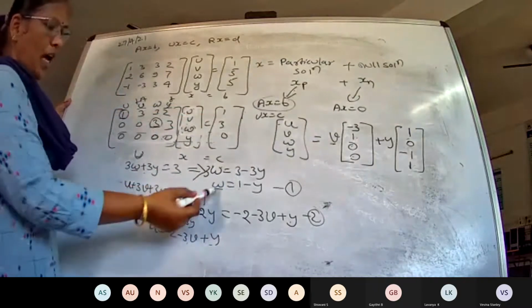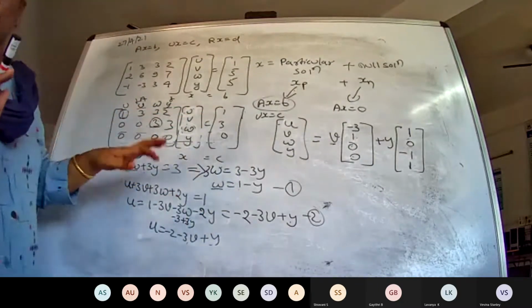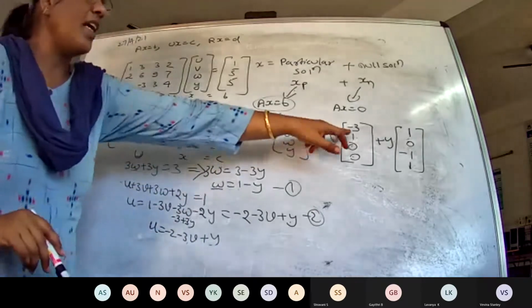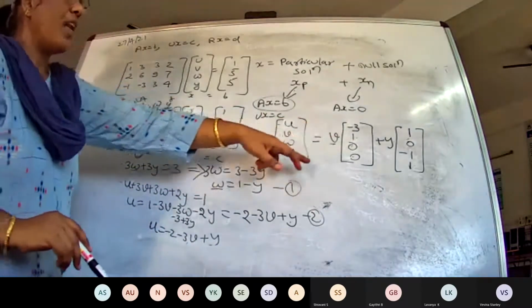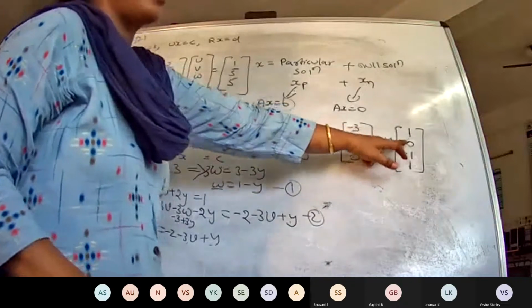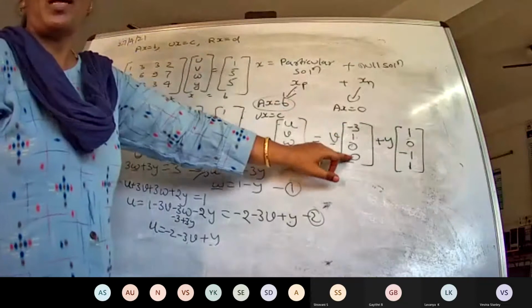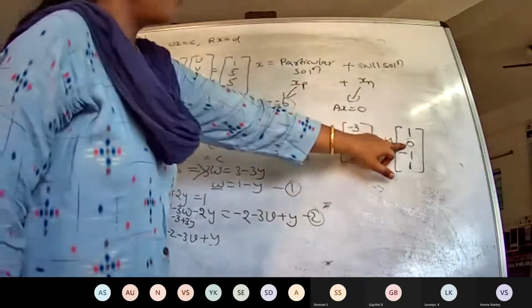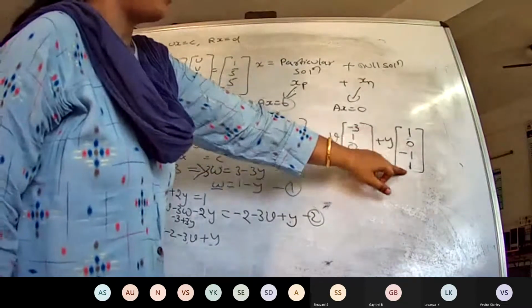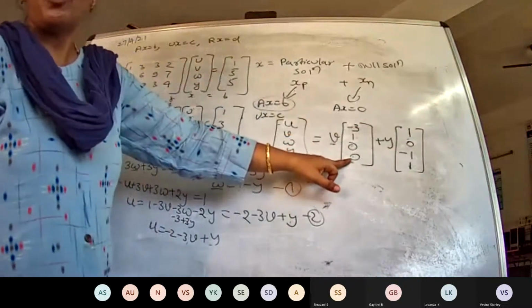So for U and W I have equations, but for V and Y I will not have expressions. When I am writing for V, I will take V as 1 and Y as 0. When I am writing for Y, I will take Y as 1 and V as 0. This is for free variables. Either one will be 1 and the other will be 0. Here V is 0 and Y is 1. Here V is 1, Y is 0. This you understood, no?